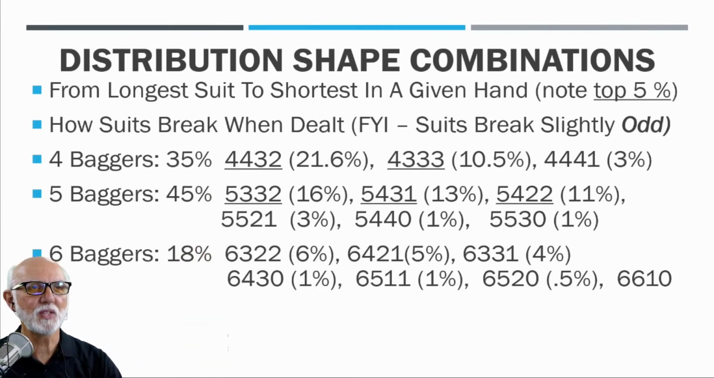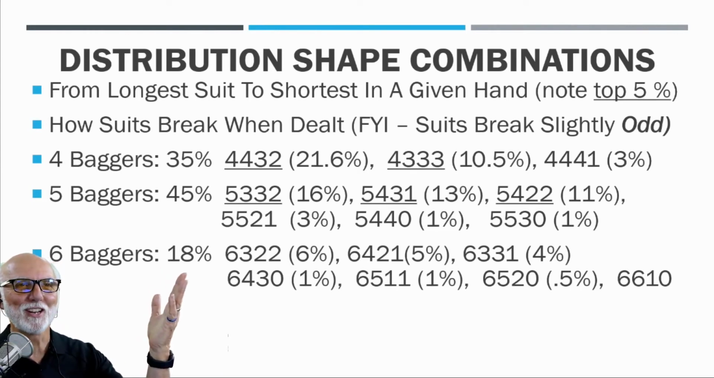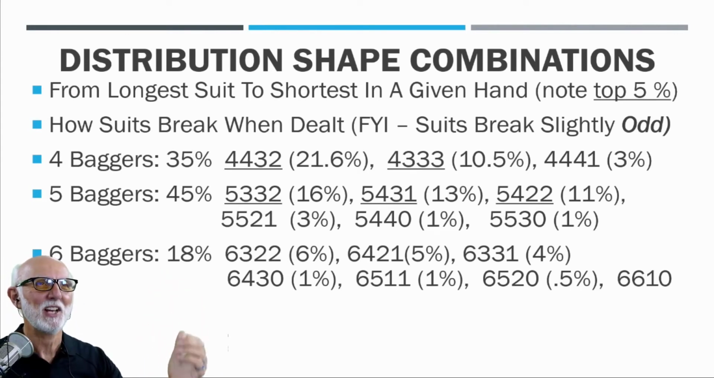But you can see the 6-3-3-2 comes up more than the 6-4-3-1. And if I'm to declare, I'd always rather have a 6-4-2-1 than a 6-3-2-2. Or I'd really like to have a 6-5-2-0. It only comes up 0.5%. So I hope that helps. And a 6-6-1-0, almost nil. You don't hardly ever see those. So you get the idea. The shape of the hands matters.